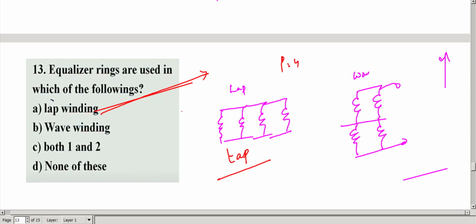To distribute current equally, note that flux unbalance is caused by the current. So to make the current equal at all the centers, you place equalizer rings in lap winding.